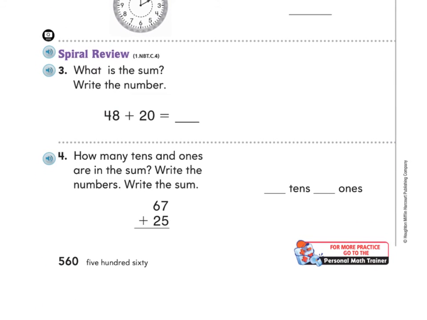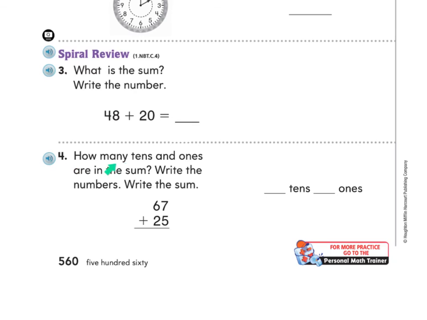Then number 3 and 4 are some practice from skills we've learned a while ago. So it says, what is the sum? Write the number. Okay, see if you can figure out what 48 plus 20 is. So 2 more 10s than 48 is what?